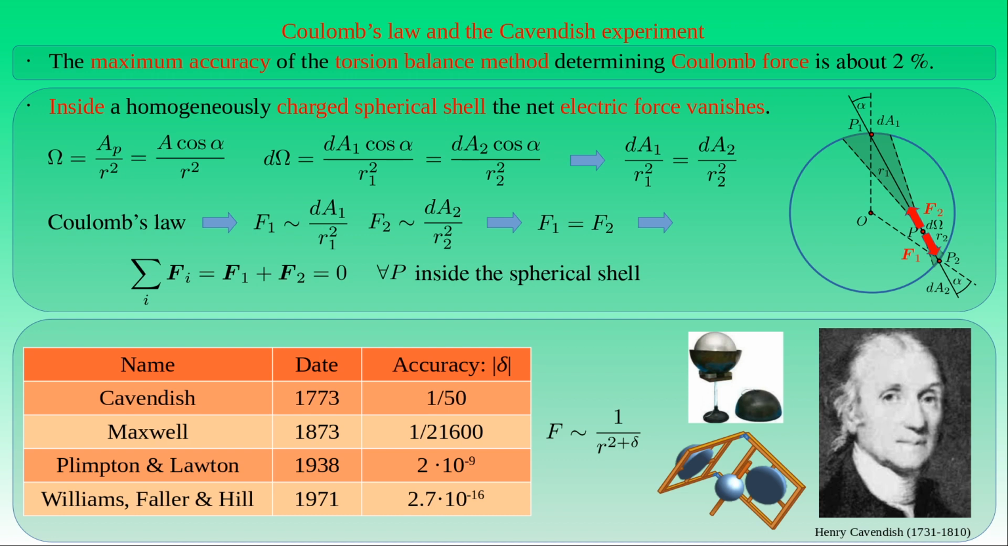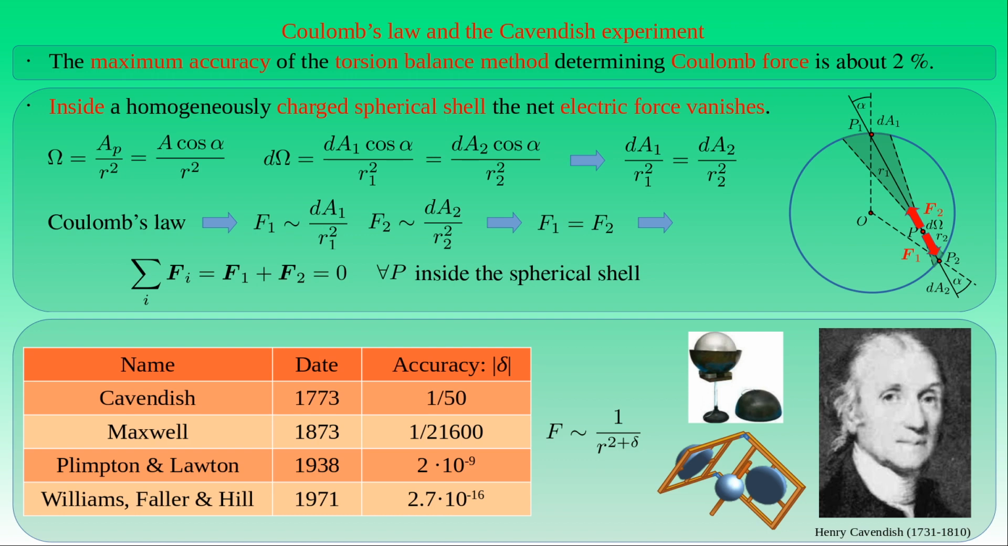In fact, this result was reported by Maxwell, who discovered Cavendish's unpublished results 100 years after he recorded them. Maxwell and his student performed their own version of Cavendish's experiment in 1873, and they could reduce the uncertainty of the measurement to 1/21,600th. In the last century, several tests had been carried out confirming the validity of the inverse square law for electric forces with higher and higher accuracy.